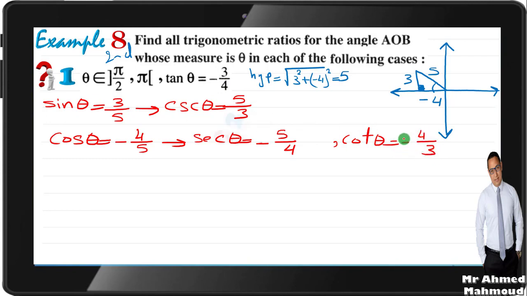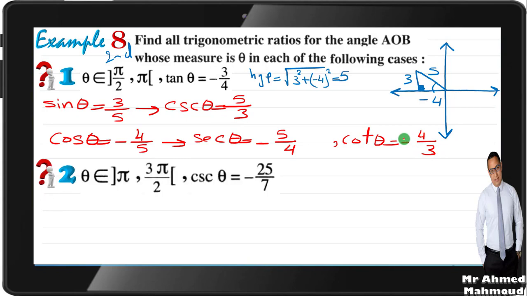Okay. Now theta belongs to pi and 3 pi over 2. This is the third quadrant. Again, pi to 3 pi over 2, this is the third quadrant. I can solve this one in two different ways, by using the unit circle or by drawing a right angle triangle. Now I'm going to draw in the third quadrant like this.